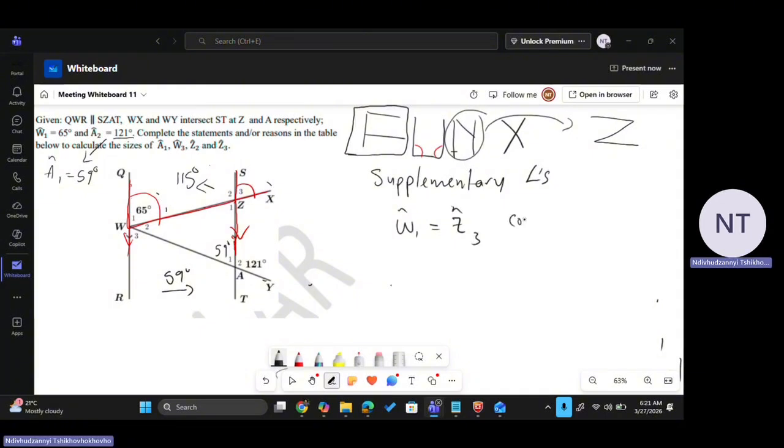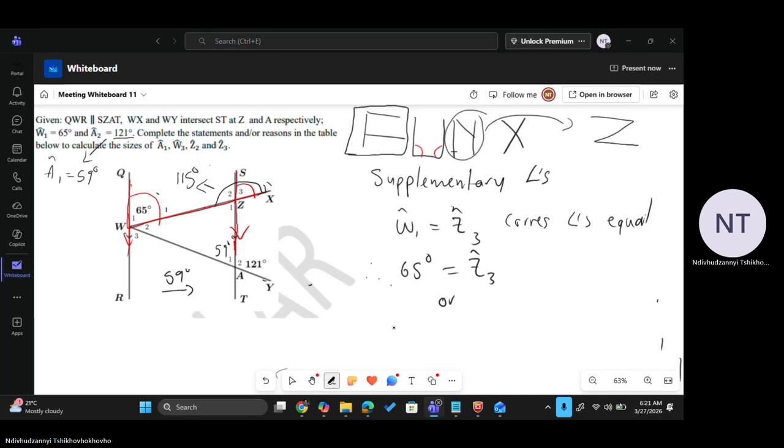Reason: corresponding angles are equal. So it's going to be 65. Therefore, W1 is equal to 65. Z3 is like that. Or we can use a straight line as you said.